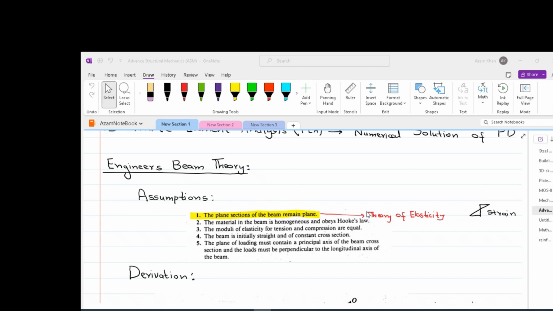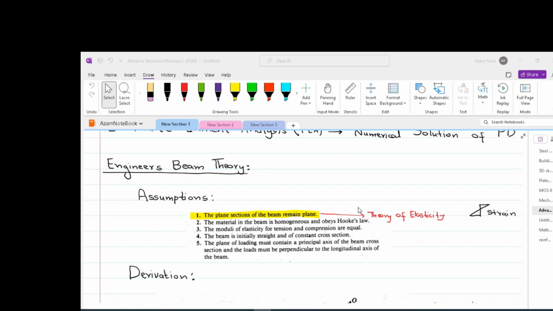discuss drawbacks of this theory. Based on those drawbacks, we will develop a new theory which is called theory of elasticity. Before starting any theory, it is important to appreciate the assumptions based on which the whole theory has been formulated. The assumptions of engineer's beam theory are as follows.